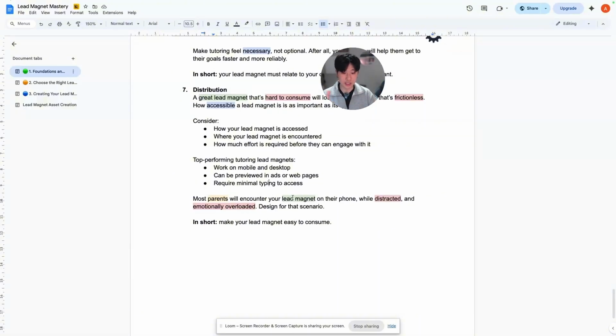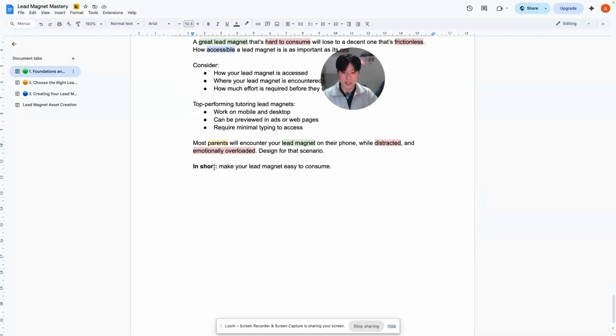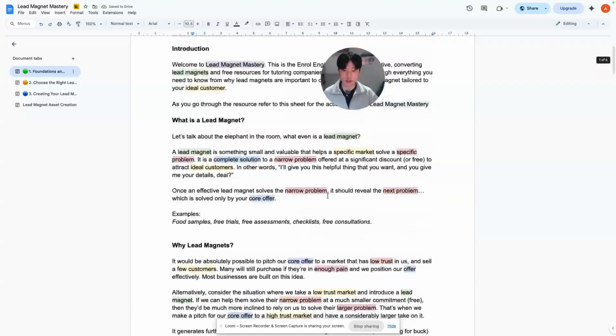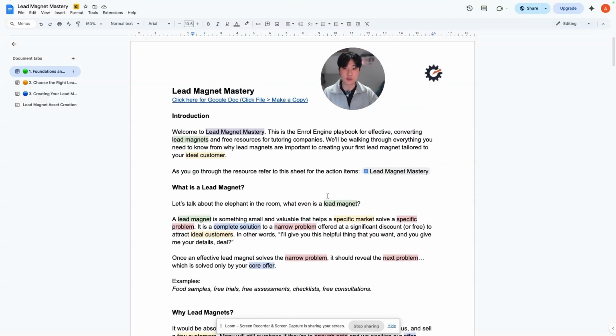Most parents will encounter your lead magnet on their phone, by the way, while distracted and emotionally overloaded. So you want to design for that scenario when you get to the creating stage of this resource. So in short, make your lead magnet easy to consume and make it frictionless, okay? Wonderful.